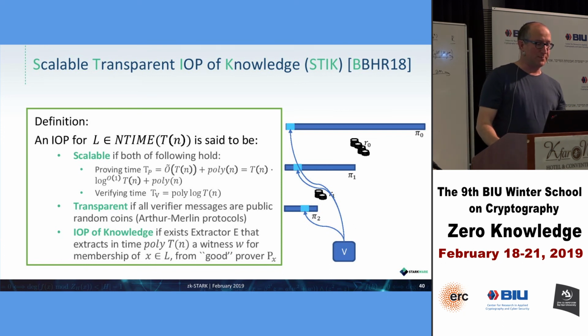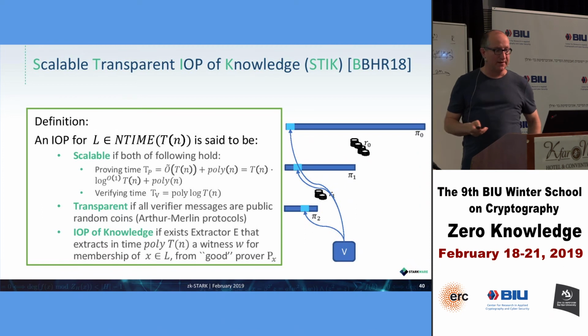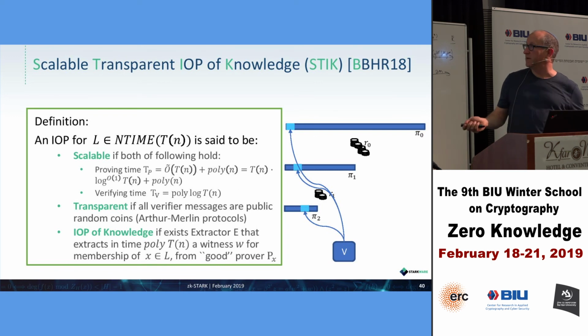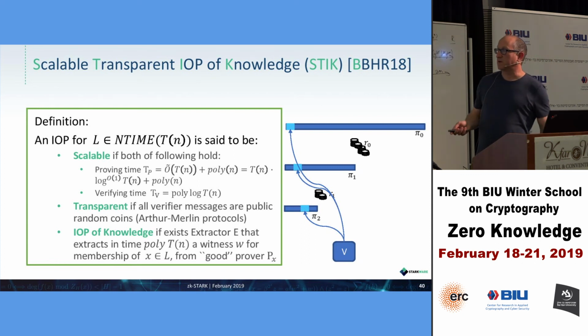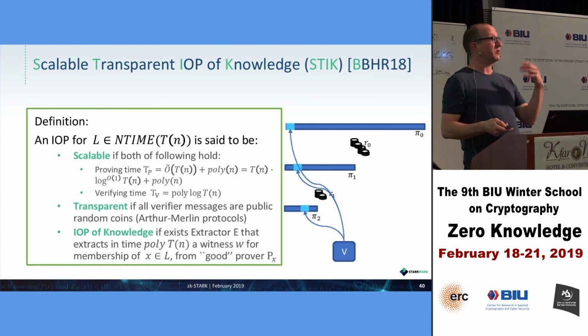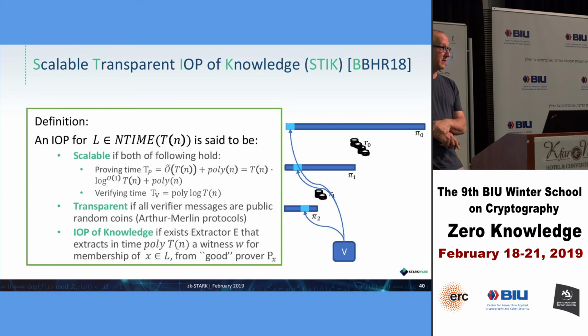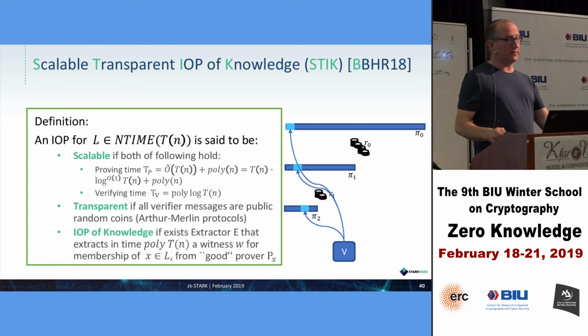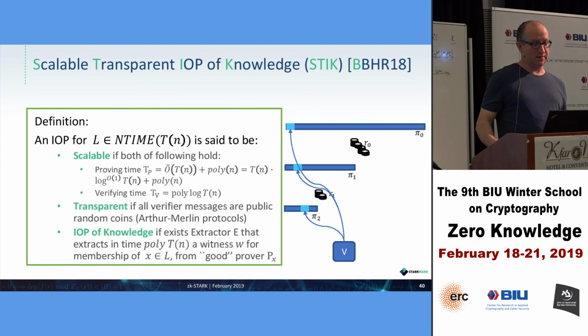This is a scalable, transparent IOP of knowledge. We say that a proof system, an IOP, for a language L, is said to be scalable if proving time is quasi-linear and verifying time is polylogarithmic. Transparent, you already know, if it's an Arthur-Merlin protocol. And it's an IOP of knowledge if there exists an extractor that extracts in polynomial time in T(n) a witness of membership from a good prover. This is a definition of a STIK, and most of the work that we do is trying to improve our understanding of STIKs, and then we just plug in hashes and whatnot to get them to be a STARK.